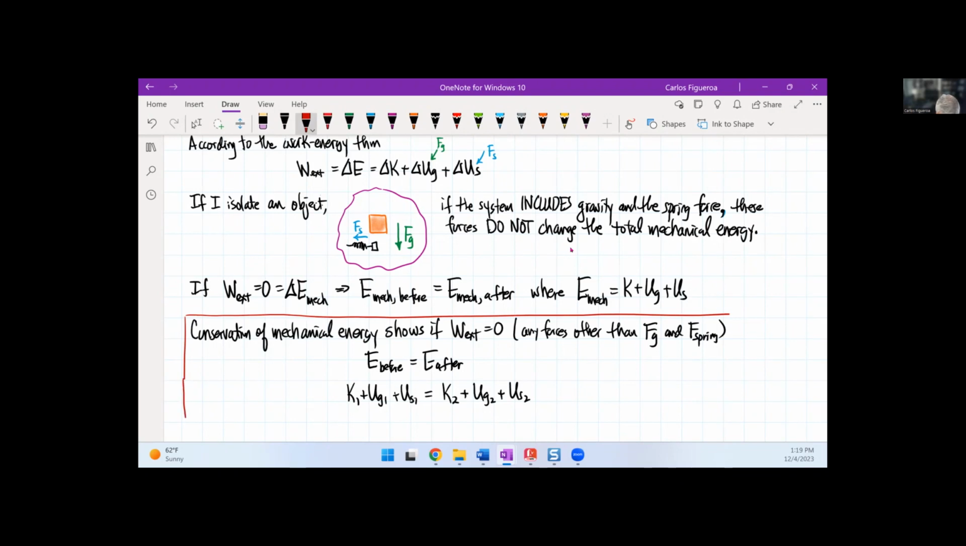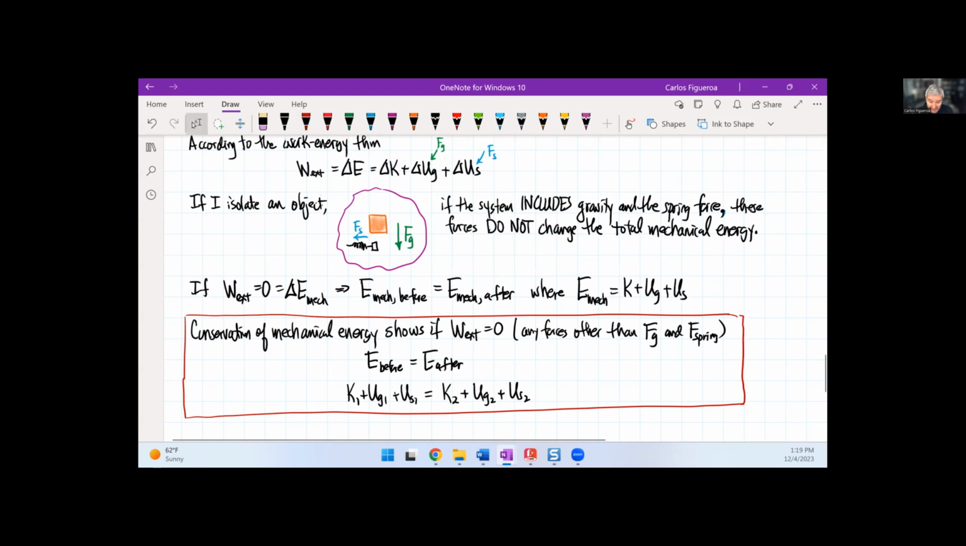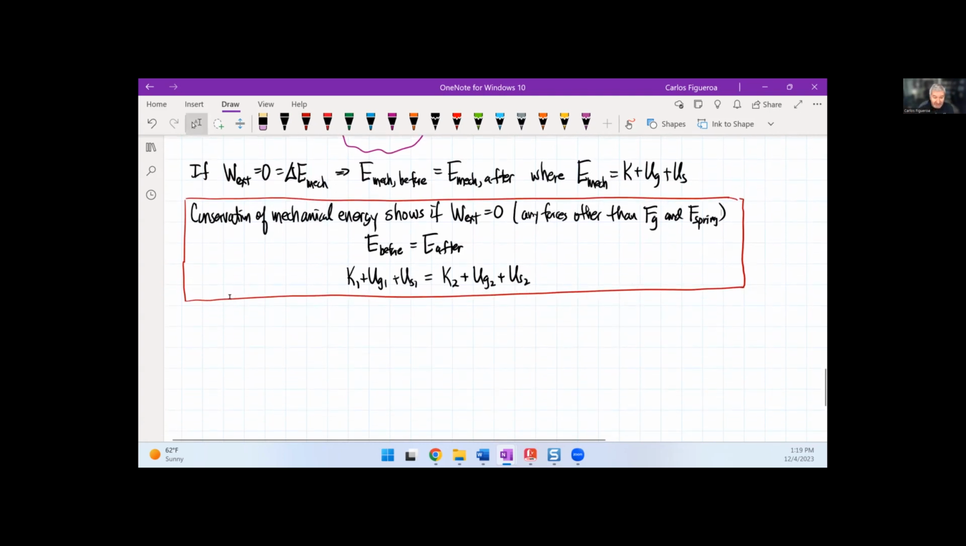And this is probably the first commandment of physics. It is a big, big deal. But it's the same as the work energy theorem, just in a different language. So let's just make a couple of remarks before we launch into examples. So let's make some interpretations of this here.